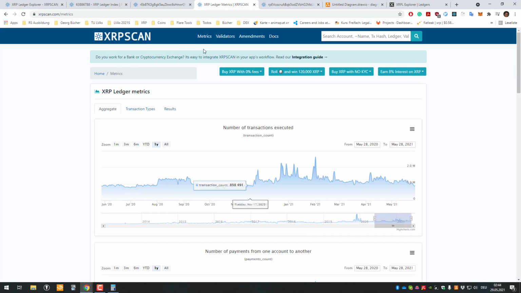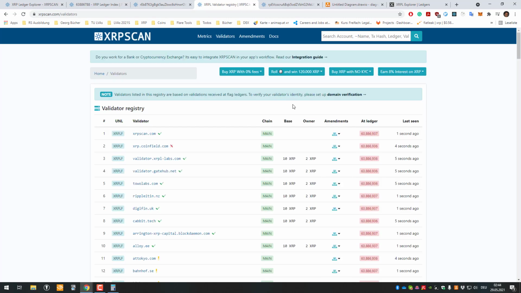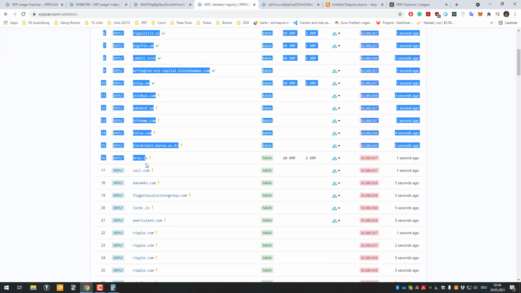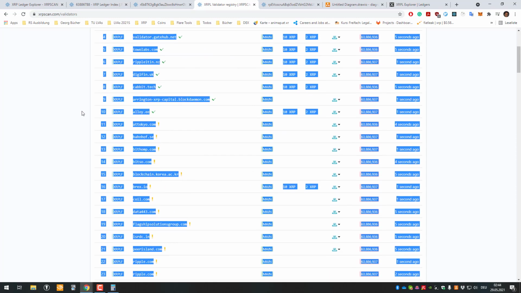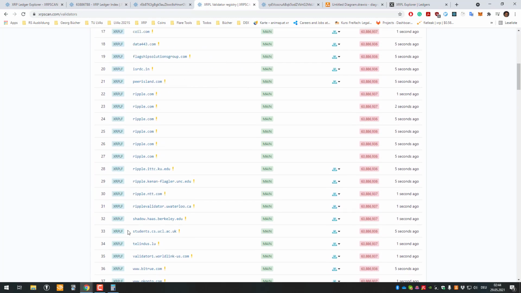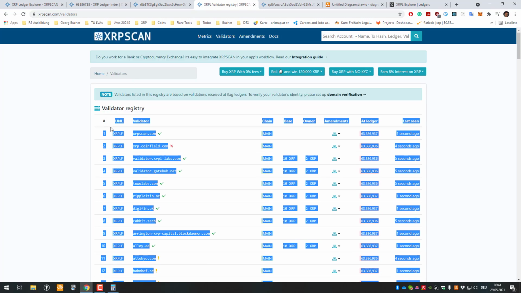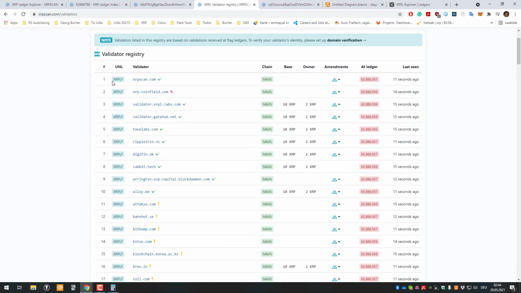So what else is there? We've also got the validators, which is just interesting here. I already talked about it today. You can see here a list of all the validators. The most important ones are these 39, which are all involved in the XRPL Foundation unique node list, which is currently being used.